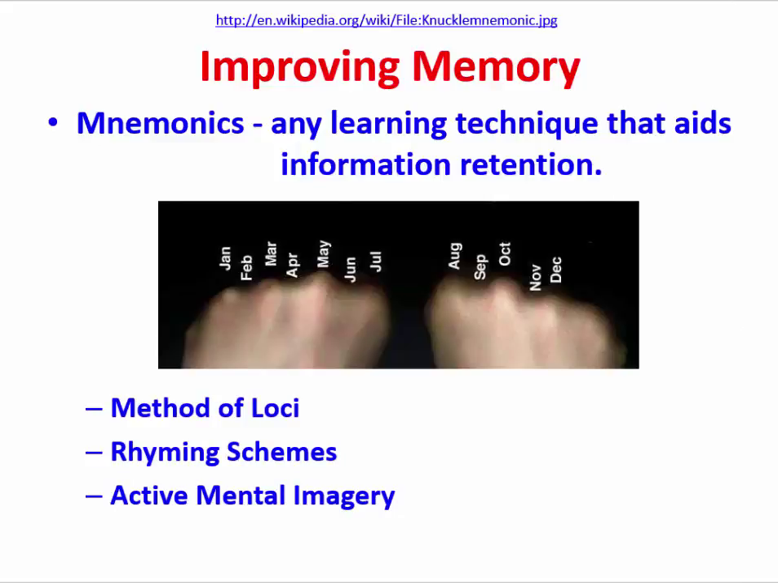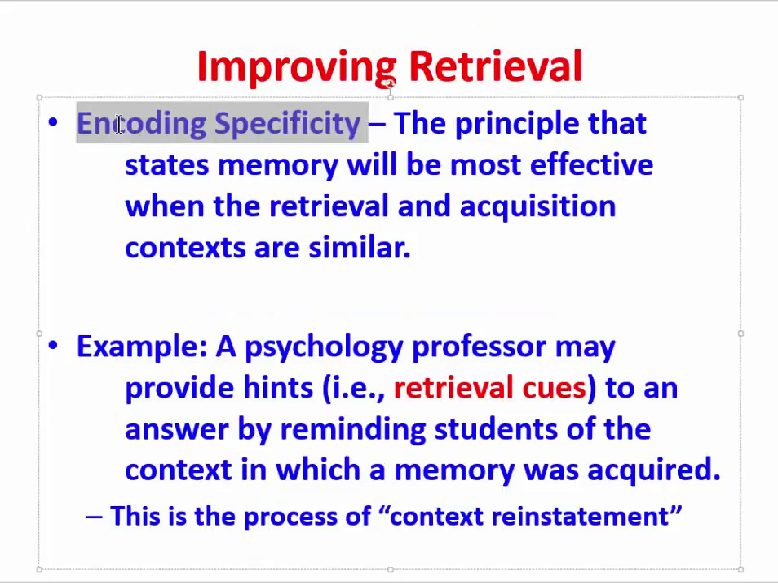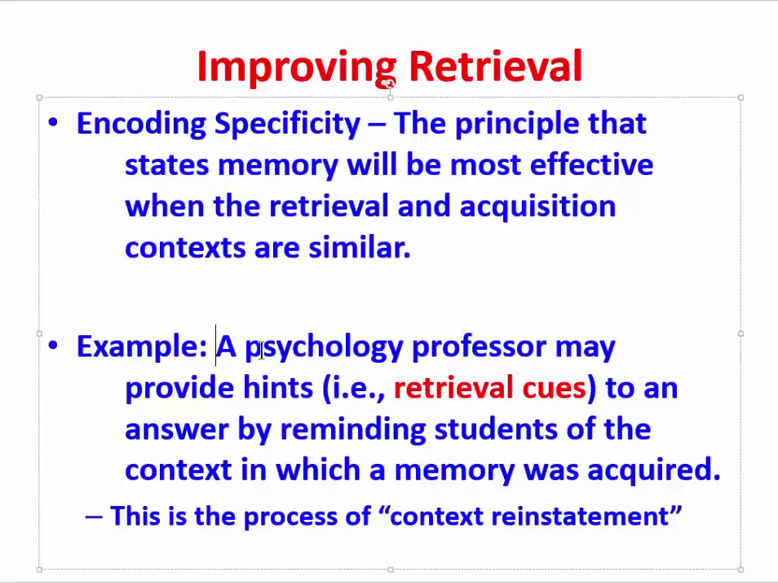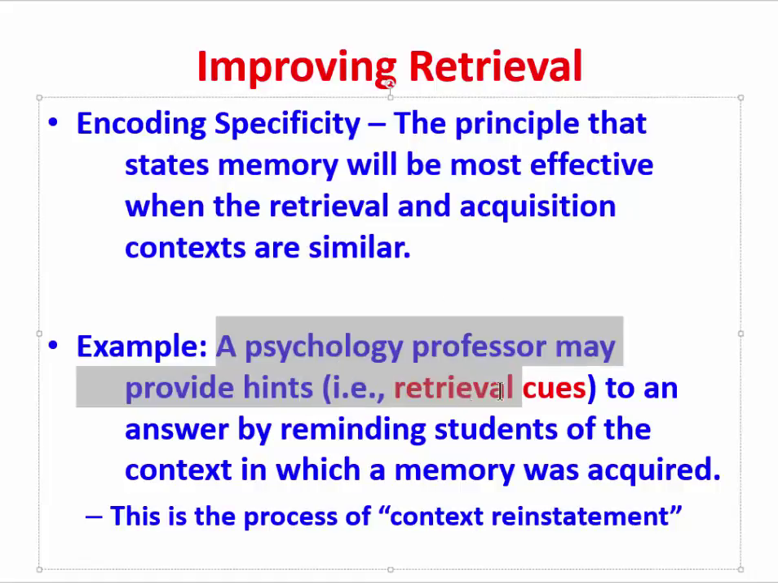And one of these is known as encoding specificity. We can define encoding specificity as the principle that states memory will be most effective when retrieval and acquisition contexts are similar. So here's an example. A psychology professor may provide hints, we might call these retrieval cues, to an answer by reminding students of the context in which the memory was acquired.